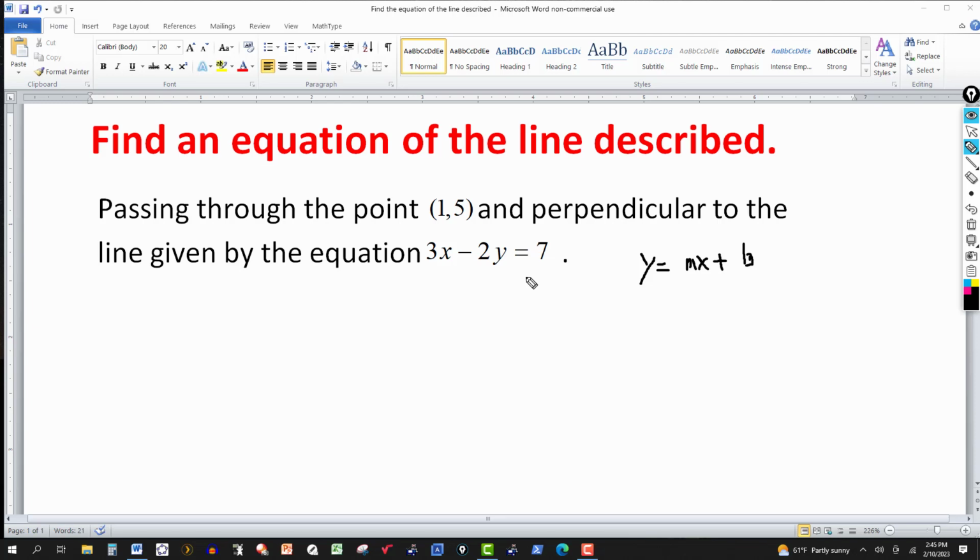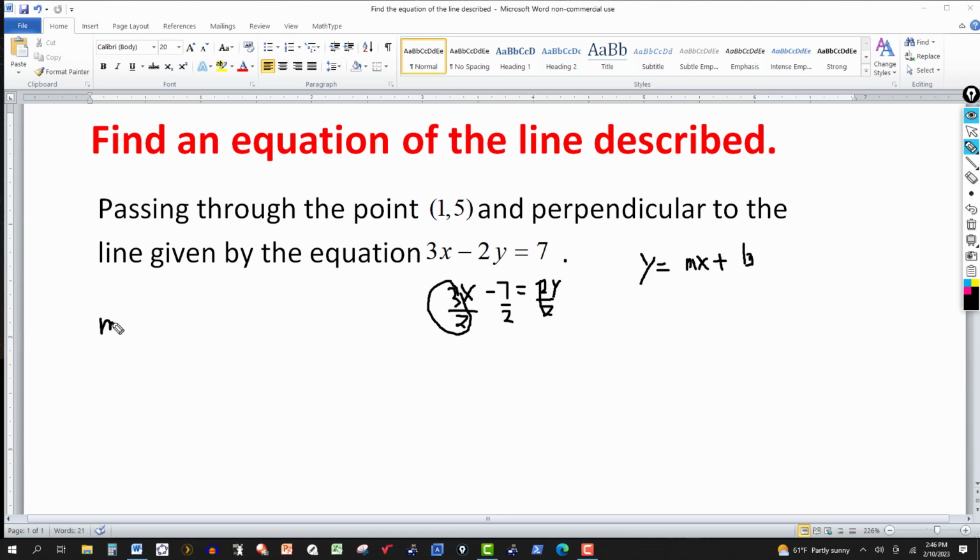So if I take this equation here and solve it for y: 3x, bring the 7 over to the left side, change the sign, that's minus 7, take the minus 2y over to the right, change the sign, make it a positive 2y, divide through by 2, and all I'm doing here is solving for y. This will give me y equals 3 halves x minus 7 halves. So the slope of this given line is a positive 3 halves.